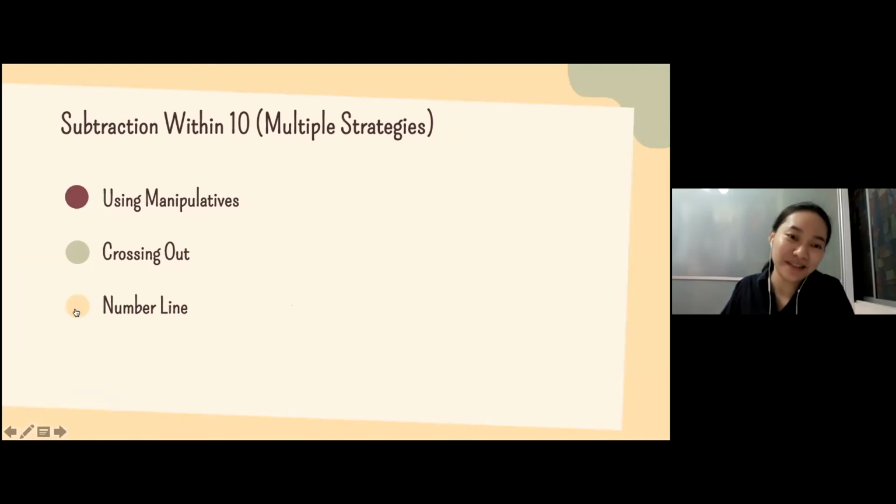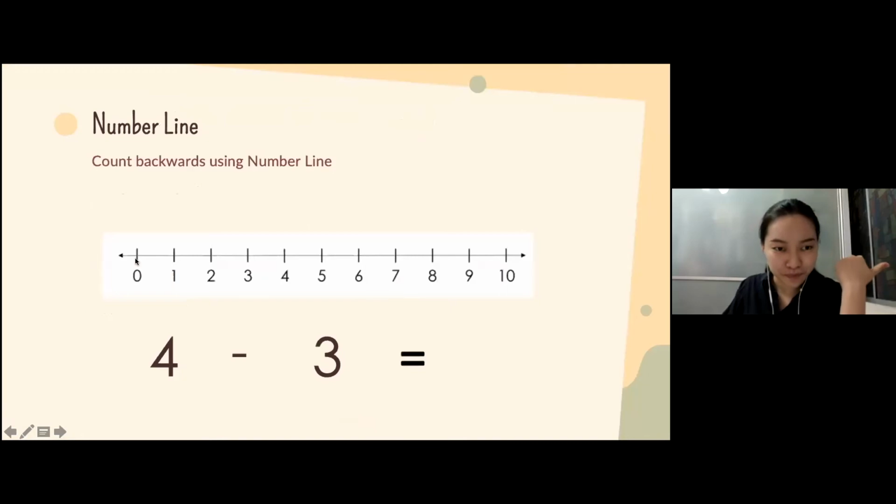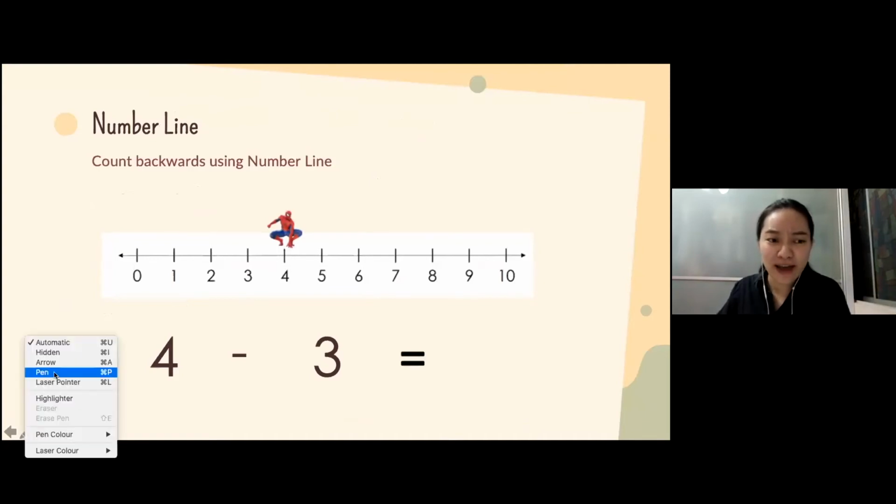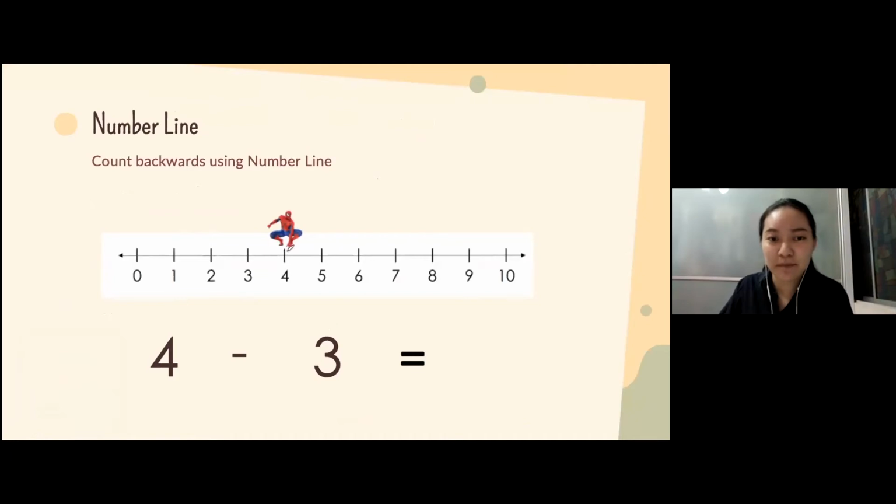Then we have the number line. Remember just now we taught counting on. Now we need to teach them subtraction is counting back. So we have the number line. One of the keywords you can tell is subtraction, the number is getting smaller. Okay, we are going back. So we have 4. Now the Spider-Man has to go back, go to the smaller number, 3 steps backward. 1, 2, 3. And then the Spider-Man will land on 1.